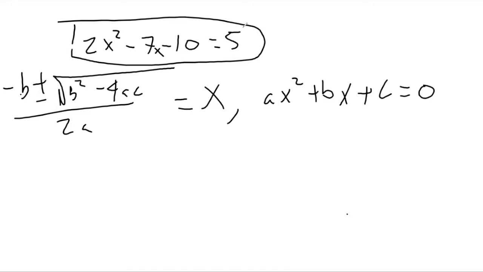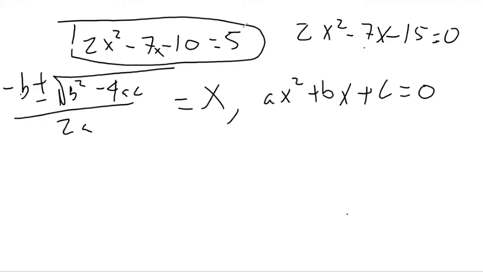What you have to do first is subtract both sides by 5, so you end up with 0 on both sides. So what we have to do first is have 2x squared minus 7x minus 15 equals 0. So now we can apply the quadratic equation. So I guess we can just do that right now.